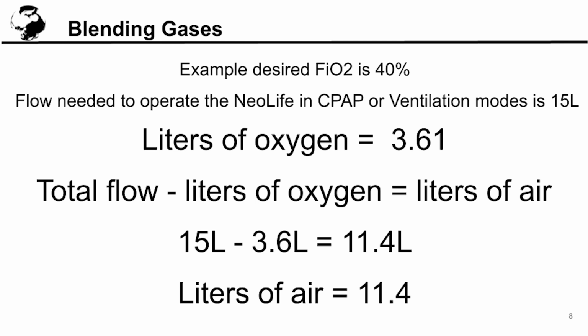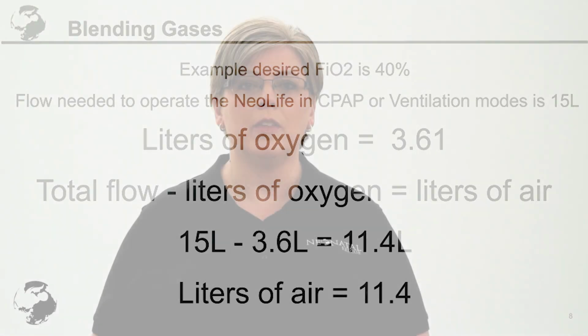That tells us that the oxygen should be set at 3.6 liters. Then take 15 liters and subtract 3.6 of oxygen. The result is 11.4. That tells us the amount of air in liters that must be provided to achieve 40%. Therefore, if running the ventilator using the pump, the ventilator airflow meter should be set at 11.4.